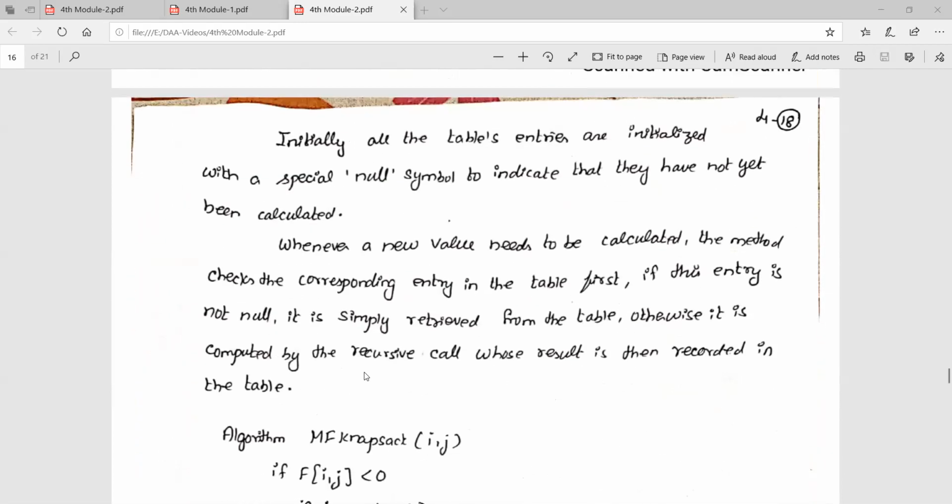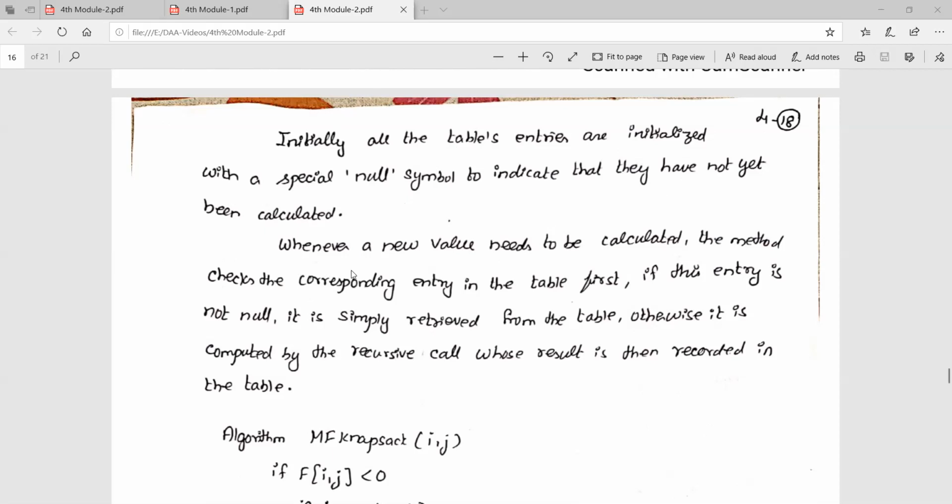Initially, all the table entries are initialized with the null symbol, to indicate that they have not yet been calculated. If n is equal to 4 and W is equal to 5, we have 0 to 5 and 0 to 4. Initially all the table values are filled with null, indicating that we have not calculated any subproblems.